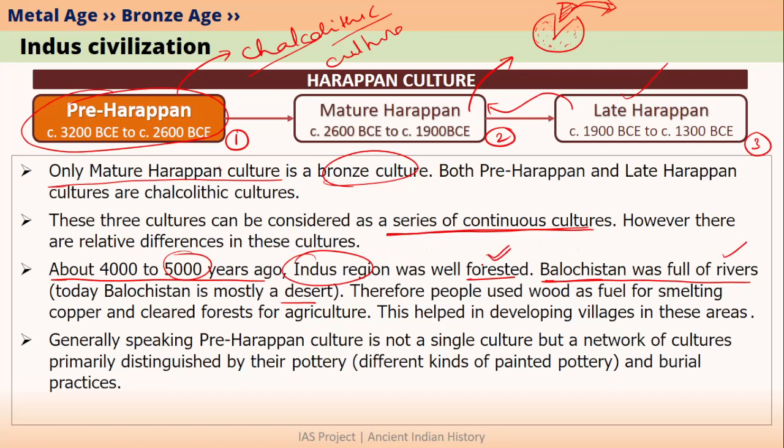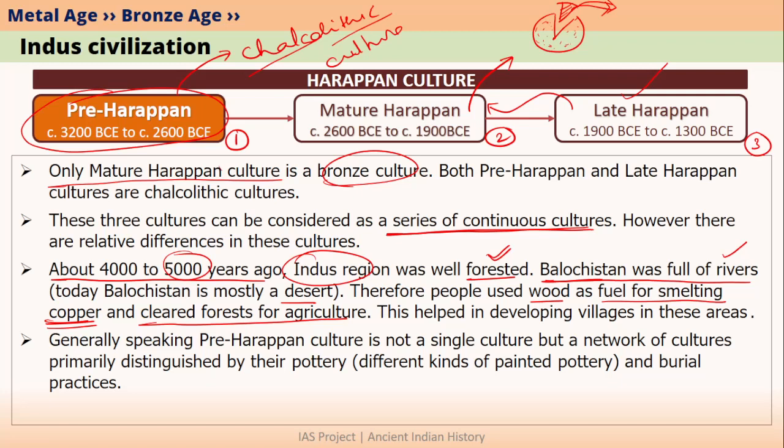Because of these forests, what the people in these regions did was, they collected the wood and they used this wood as a fuel for smelting of copper. Moreover, these people also cleared these forests so that they could practice agriculture. So whenever we talk about Harappan culture, you must have this kind of geography in mind.